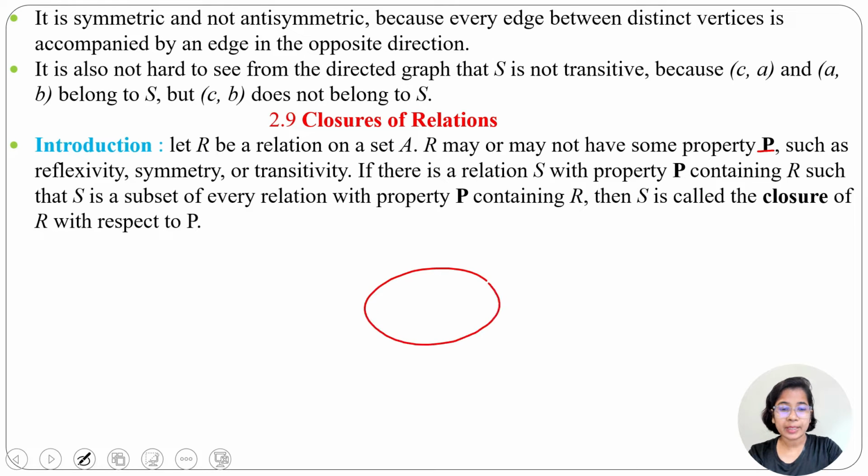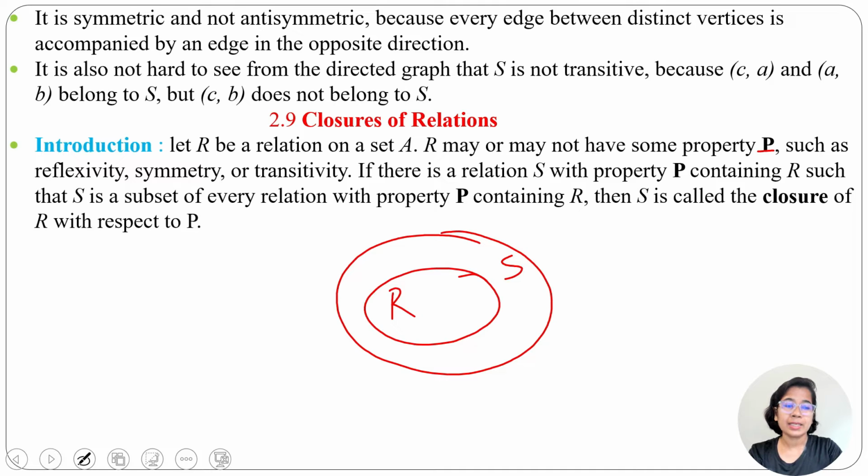So we have a relation, let R is not reflexive, then we can add some ordered pair, let after adding it is S and S is reflexive. So we can say S is the closure of R with respect to reflexive. Suppose we are adding some ordered pair to make it symmetric, then we can say it is symmetric closure. Suppose we are adding some ordered pair to make it transitive, then we will say it is transitive closure.